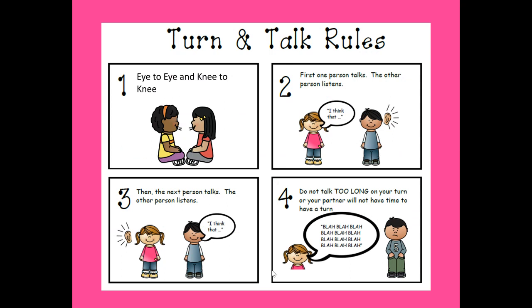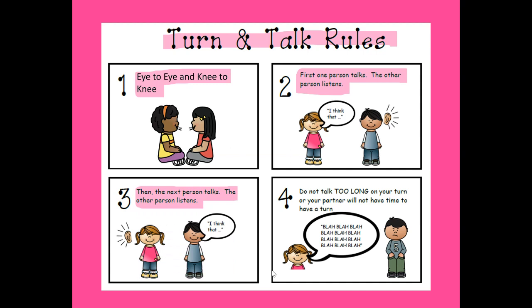So let's review our turn and talk rules. Number 1, eye to eye and knee to knee. Number 2, first one person talks, the other person listens. So if you're my partner, make sure you listen to what I'm saying and listen closely, because then you're going to get to talk and say your answers in a complete sentence.